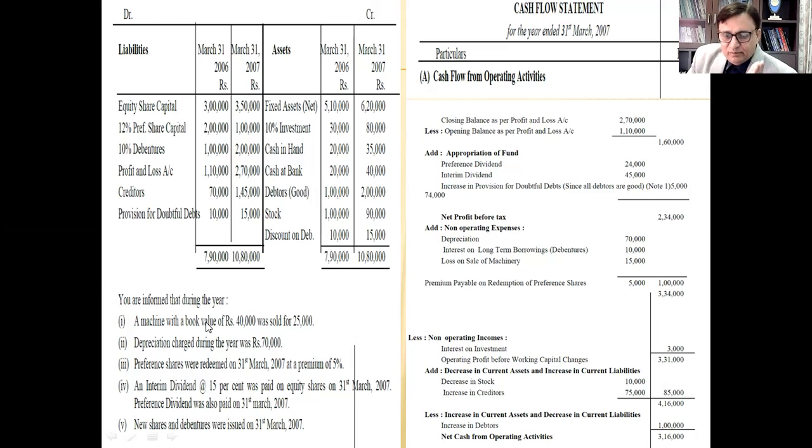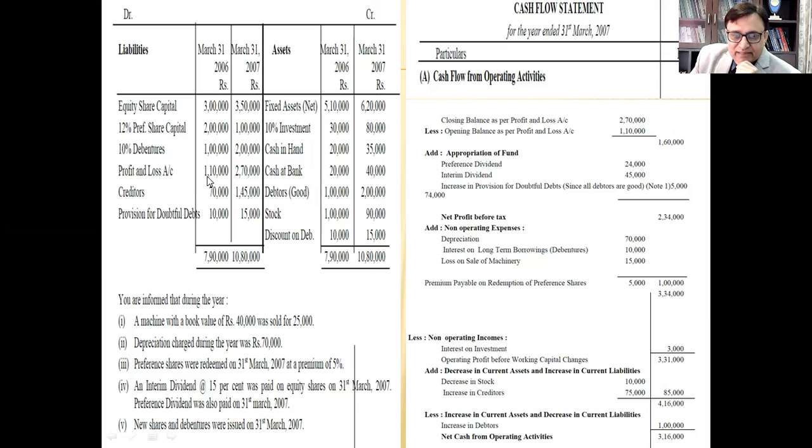So again, we will be moving step by step. The first step will be finding out cash from operating activities. On the right side, we have made certain calculations. The first figure we require is net profit as per the profit and loss account. How will it be arrived at? Let's move to the left side.